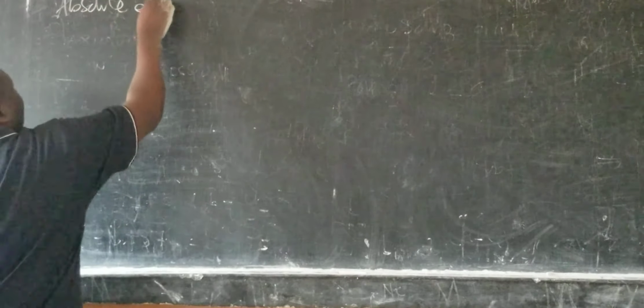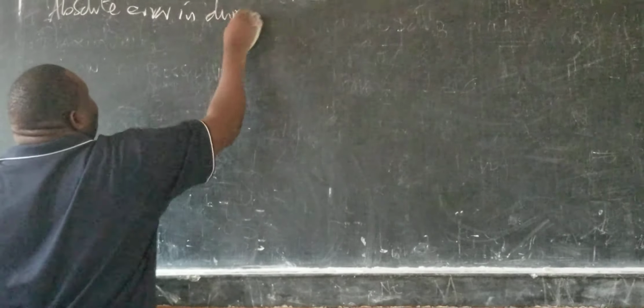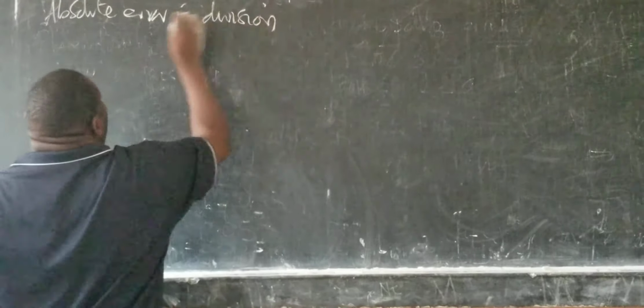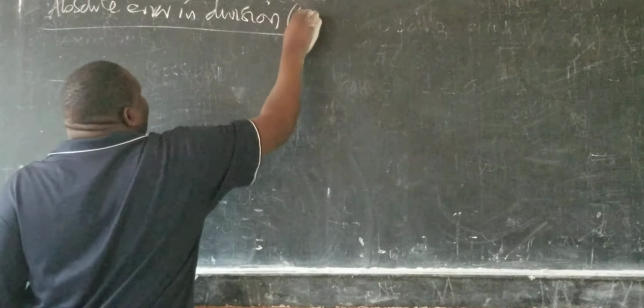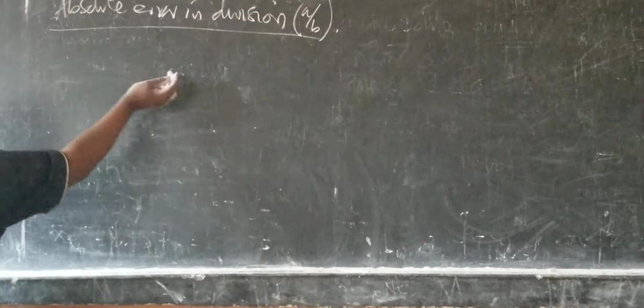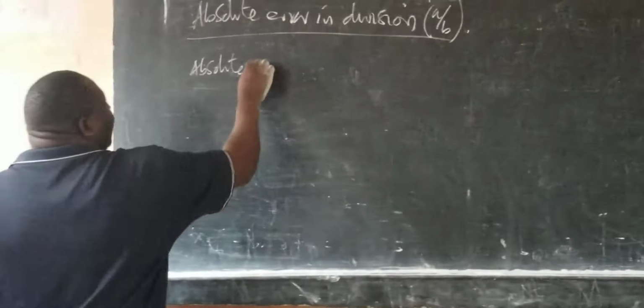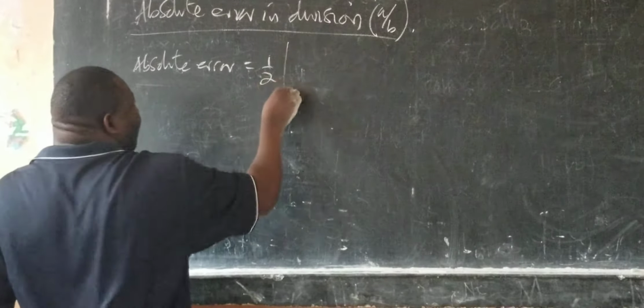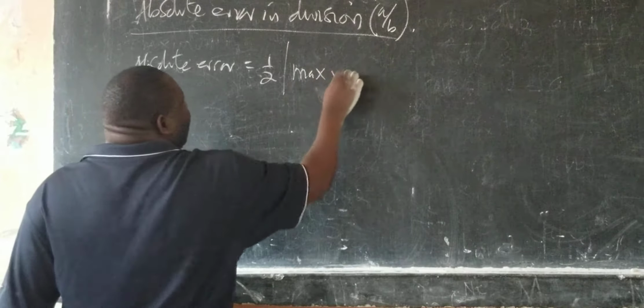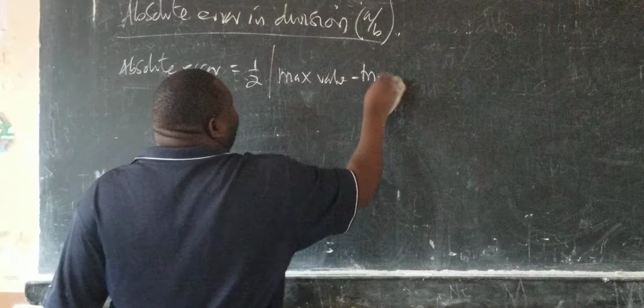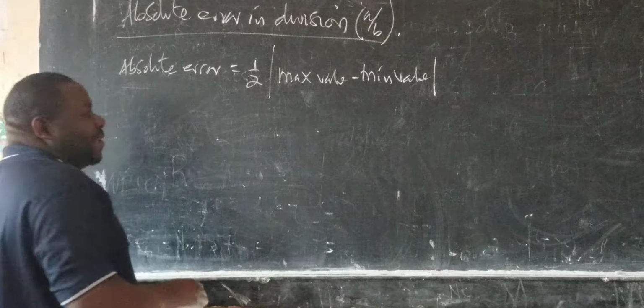Absolute error in division. This is you having a quotient of two numbers, for example, A over B, that is the quotient of A and B. So if you want to get the absolute error, say that the absolute error or the maximum possible error there is equal to a half into maximum value minus the minimum value.